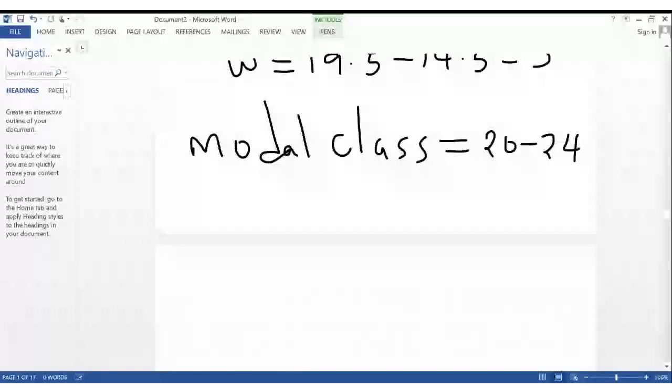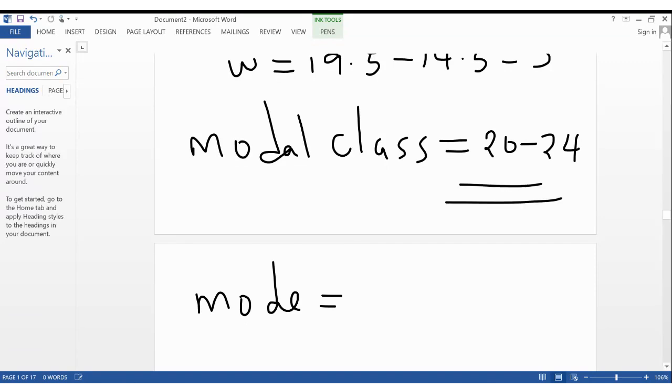So remember the formula for the mode. Let's now go back to the mode. It was given by L, where our L is the lower class boundary of the modal class. Can someone give me the lower class boundary of 20 to 24? It is true the modal class is 20 to 24. So what is the lower class boundary for that?